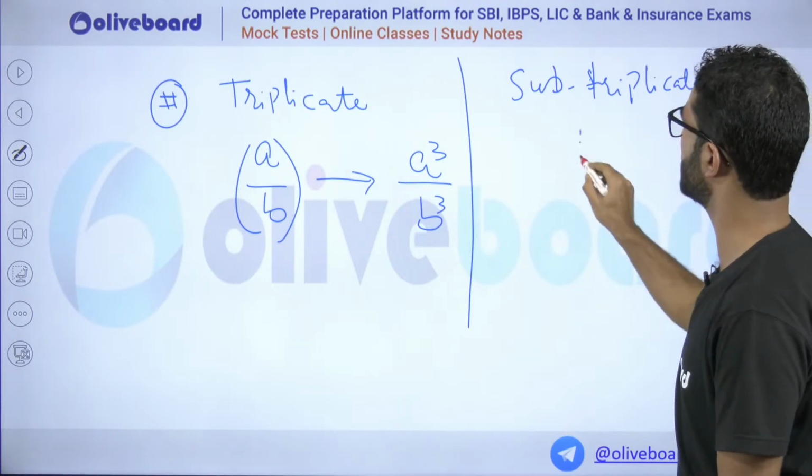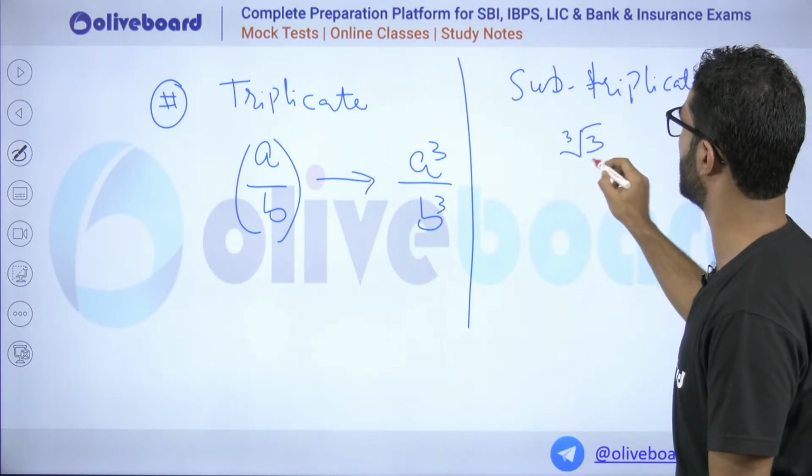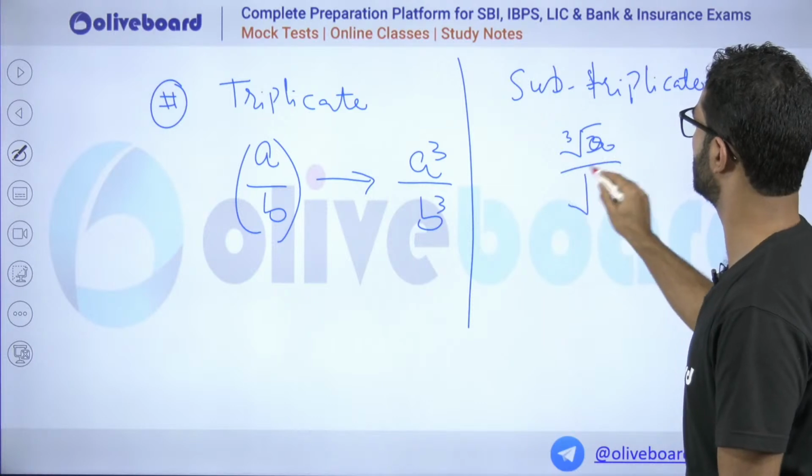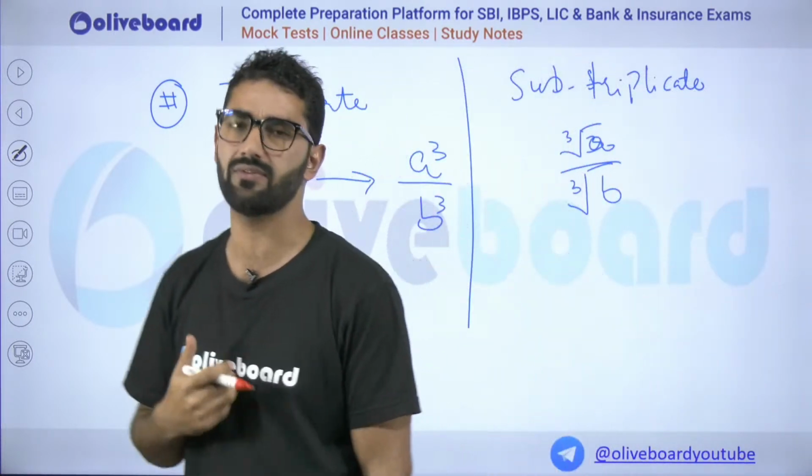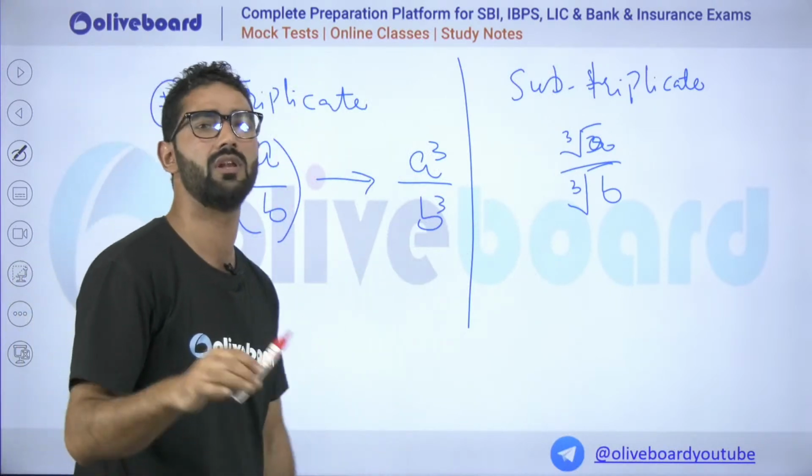That will be nothing. You can take the cube root of a, or divide by the cube root of b. So this is the way we can tackle subduplicate and subtriplicate. These are the terms that we mostly use.